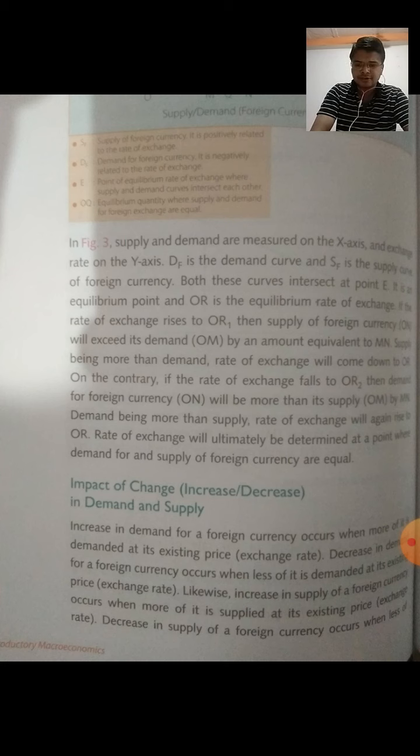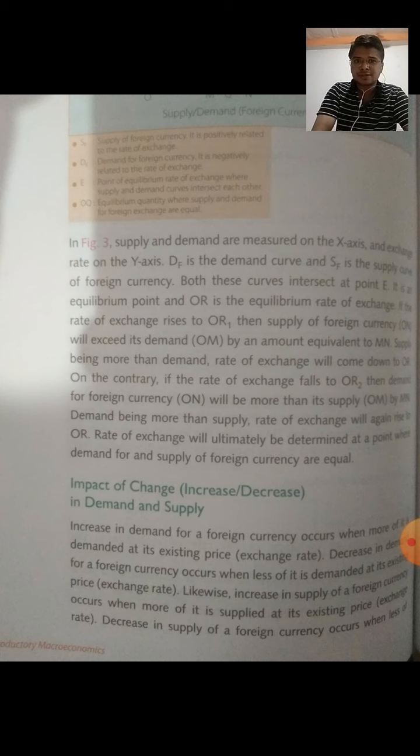So increase in demand for foreign currency occurs when more of it is demanded at its existing price. Decrease in demand for foreign currency occurs when less of it is demanded at its existing price. Okay, so what does it mean? When your demand for foreign exchange is less, then your foreign exchange rate will also come down, and when you are demanding more foreign exchange, then your rate of foreign exchange will also go up.